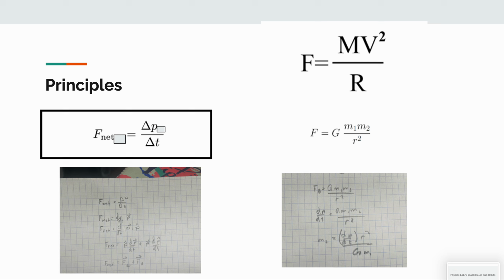Some important physics principles for this lab are the momentum principle, or Newton's second law. As shown below it, you can use Newton's second law to find F net perpendicular and F net parallel, these two little equations. Up here I have the F net perpendicular equation, and down here I have the gravitational force equation, which we can use as shown down here to find M2, or in our case the mass of the black hole.